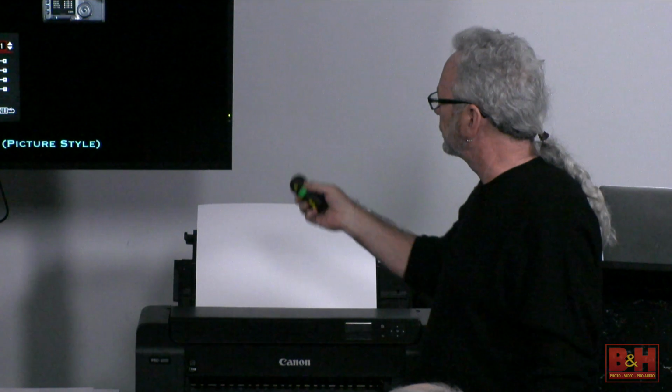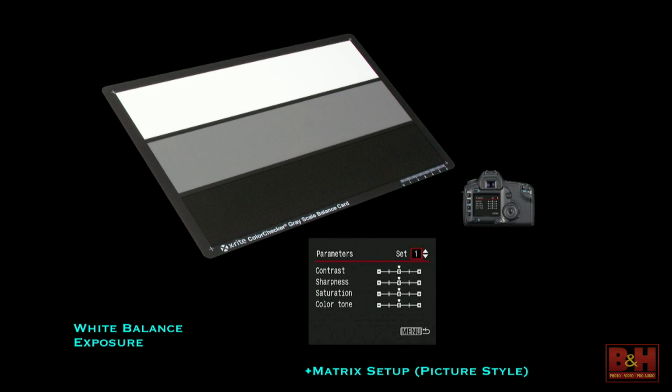Now on the camera, there's something called a matrix setup. In the Canon cameras, it's a picture style. And if you're shooting JPEG, then you certainly want to possibly use one of those to change the look of your images. Personally, I shoot raw, and I don't use a matrix setup at all. I just shoot native in camera. I'm a native camera shooter.